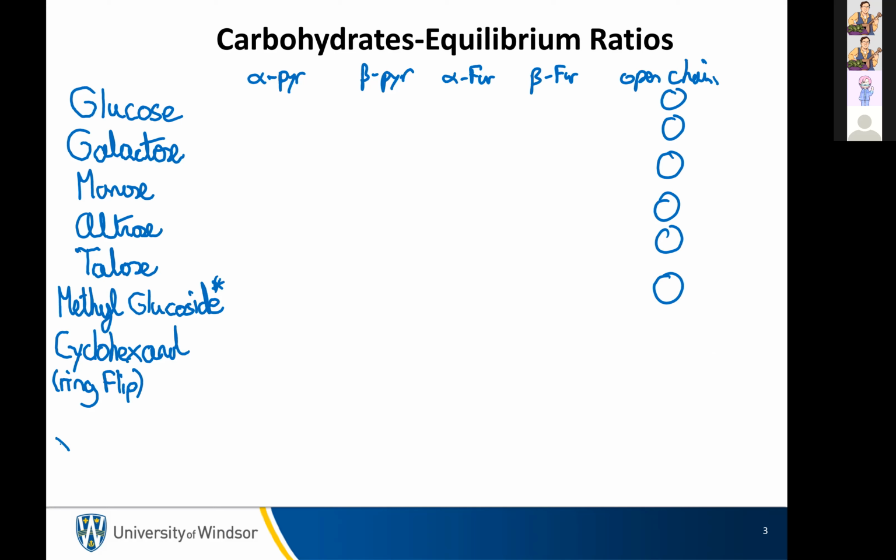For the methyl glucoside, it can't mutarotate because there's no OH at the anomeric position. Again, what am I talking about with that? I just realized that I'm using words instead of pictures, and I should use pictures because pictures are better. Anyways, there's a methoxy group there. And I've just drawn the alpha, but let's say the beta. So this is an equilibrium reaction. Everything else is the mutarotation in water.